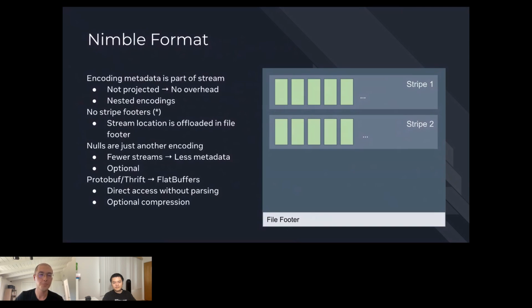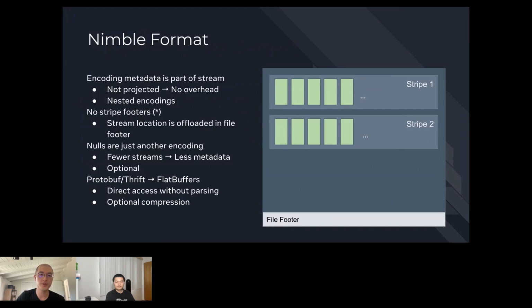Now, in the Nimble format, there are a couple of new things. Encoding metadata is part of the stream. Remember that in the previous file formats that we covered, encoding metadata is inside the stripe footers. But now we've offloaded the encoding metadata into the stream itself. It opens up opportunities for us to reduce the overhead of reading the encoding metadata of other non-interesting streams, since we're only going to be reading the encoding metadata of our stream of interest. It also opens up opportunities for one of the key features that Nimble has, which is nested encodings, which we'll be covering in the next slide.